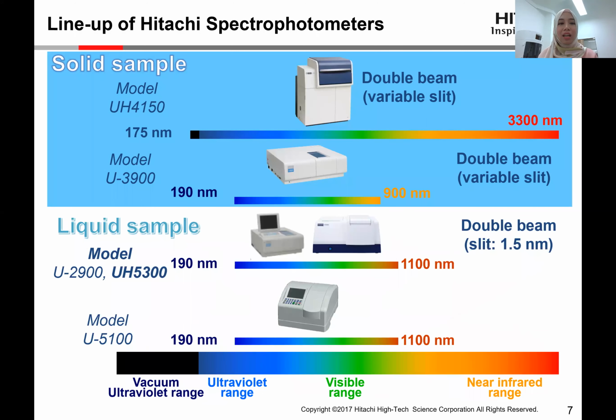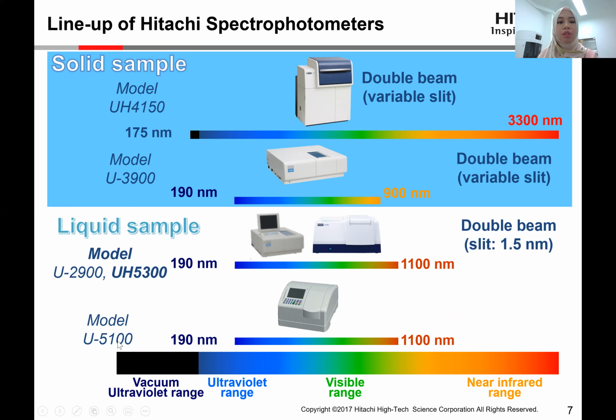So these are the lineup of Hitachi spectrophotometers. Hitachi is from Japan, 100% made in Japan. We have the basic models. The most basic is not a single beam, it actually starts from the ratio beam, and from the ratio beam we also have a double beam. We have models for liquid samples and others dedicated more towards solid samples. For UV-Vis, it covers the ultraviolet range and the visible range.